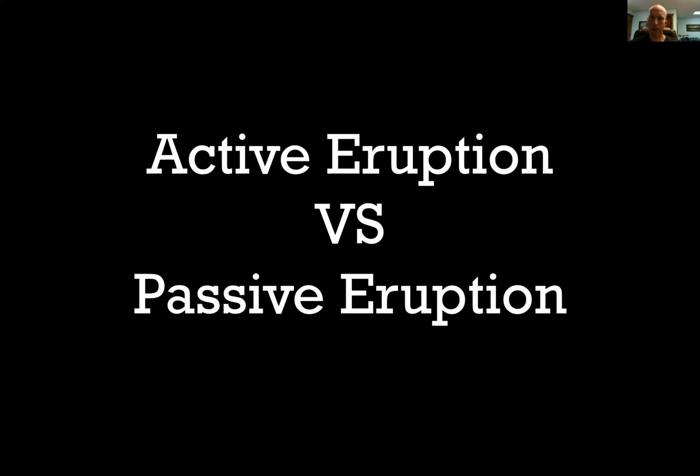Active eruption is the tooth moving from its germinative position into a functional position. And passive eruption is tooth exposure that happens secondary to the apical migration of the gingival margin back to the cemento-enamel junction after a tooth has erupted into occlusion. So the tooth erupts, and then the gingiva, if you will, recedes back to the CEJ to expose the tooth in the oral cavity.